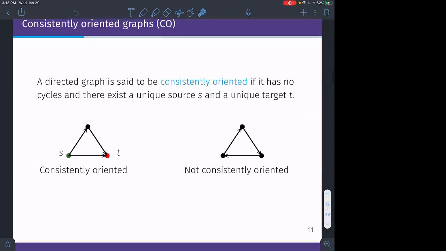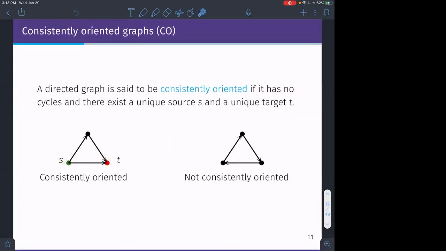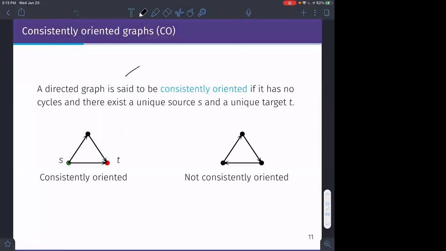If I have multiple paths that go from one vertex to another, and all of these subgraphs have one source, so a node where all of the edges are outgoing, and a target where all of the edges are incoming, I'm going to call them consistently oriented. I also explicitly want this to not have any cycles, because it is conceivably possible for me to have something like this, which has a source and a target, but it also has a cycle right here. So I don't want this, which is why I require it to not have a cycle.